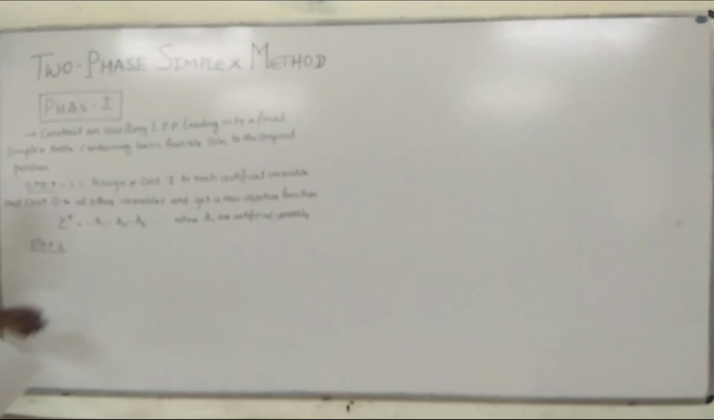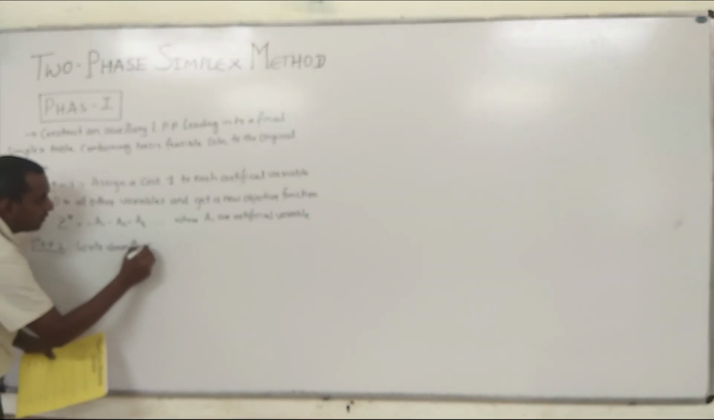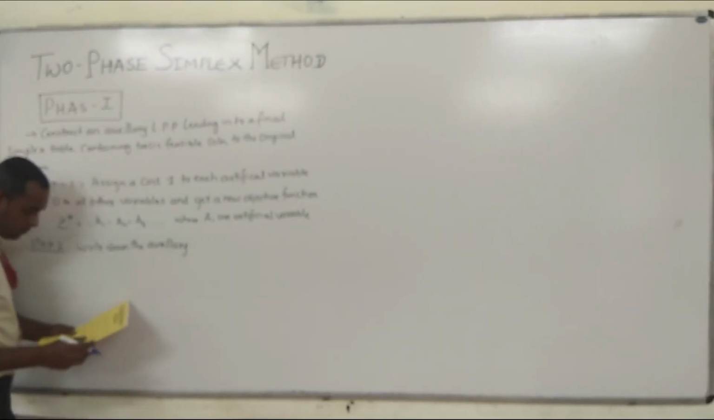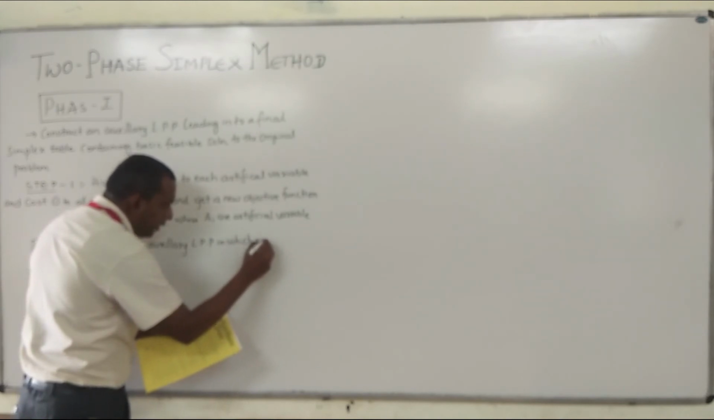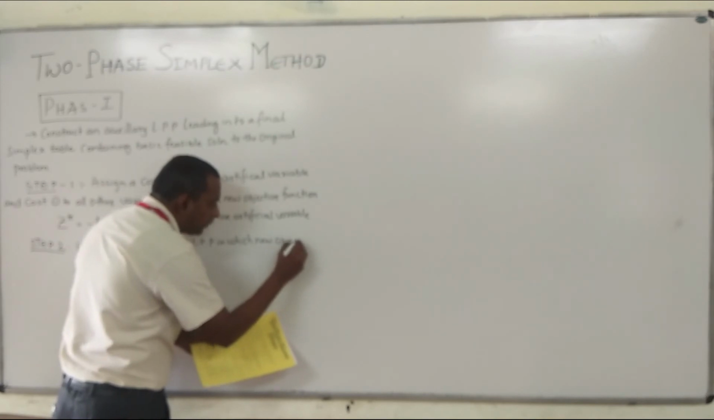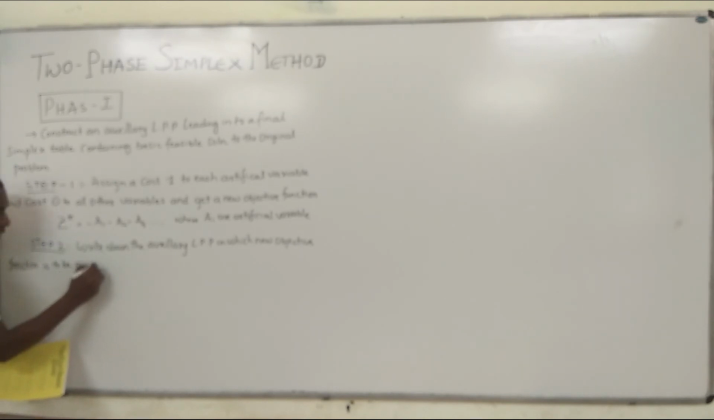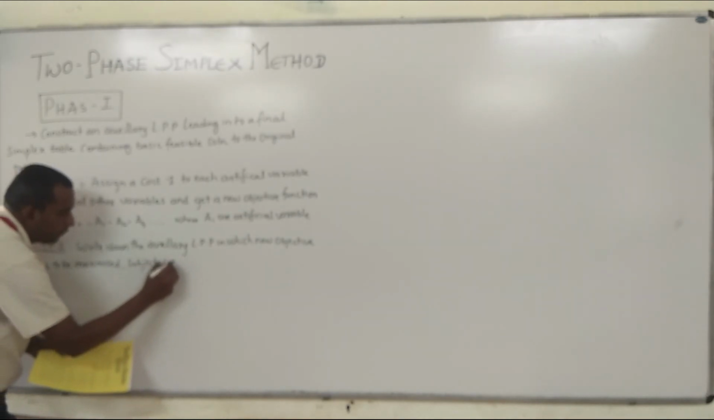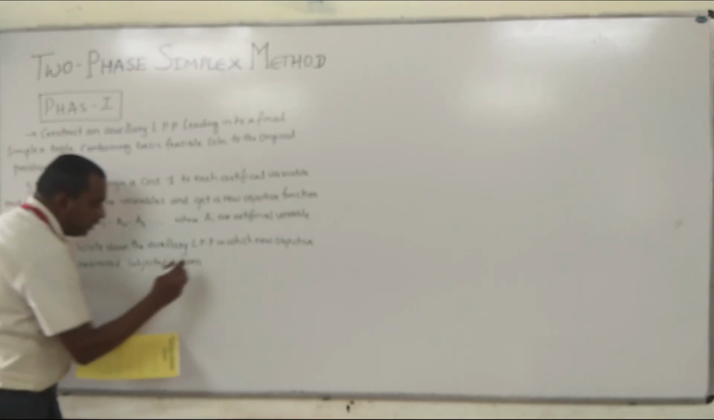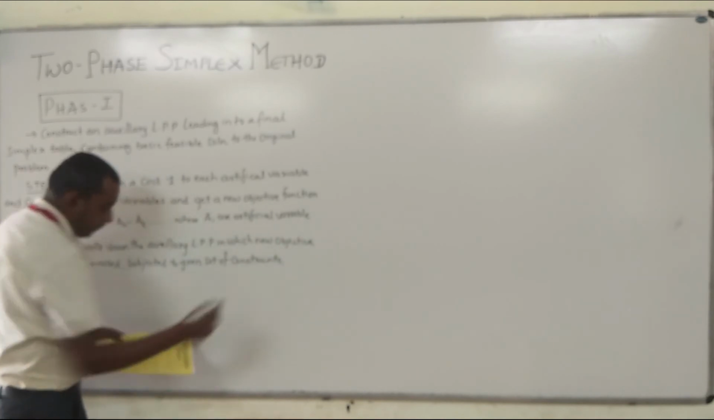Fine. So then go for step 2. Write down the auxiliary LPP in which the new objective function is to be maximized, subject to the given set of constraints. So what are we supposed to do?